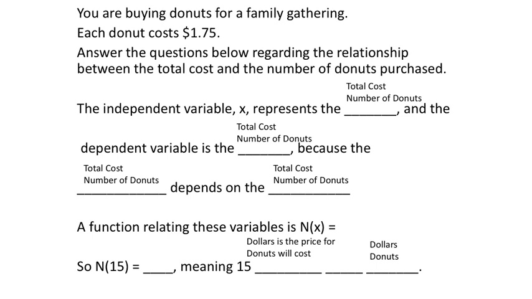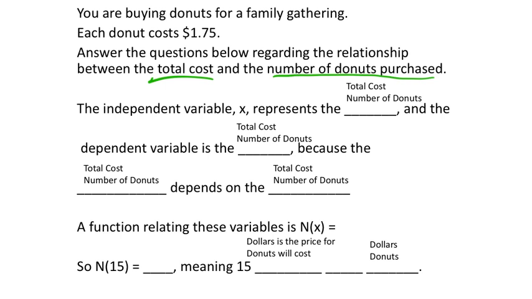Answer the questions below regarding the relationship between the total cost and the number of donuts purchased. All right, so we've got two things that we're comparing first on this, right? We're comparing the cost, and then we'll look at the number of donuts purchased. Okay, two different things. Again, which one has to happen first on this one? And we need to think about this because it's asking right off the bat, the independent variable x represents... you've got the two things, you've got the cost and then the number of donuts.